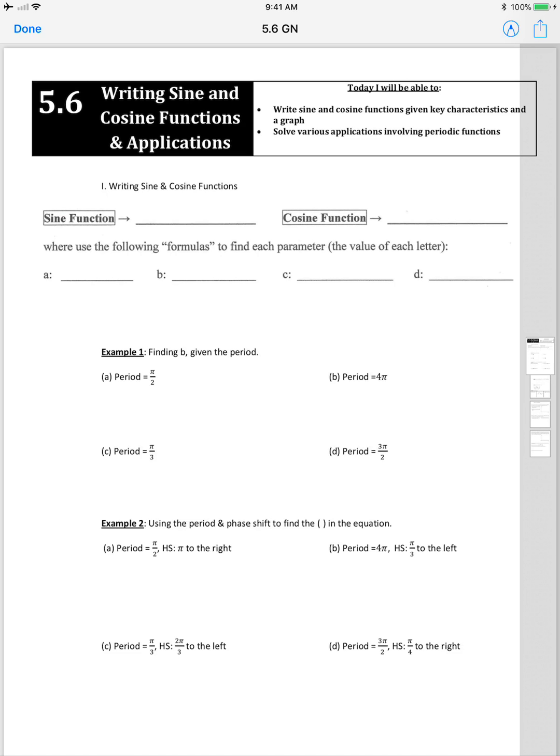All right, here's section 5.6, writing sine and cosine functions, and then talking about applications of them. So we'll start with writing sine and cosine functions. It's super simple, I promise. If you remember, we have our standard form of the sine and cosine functions.